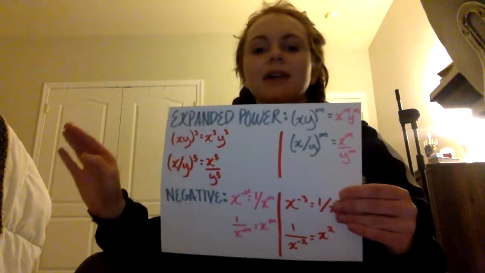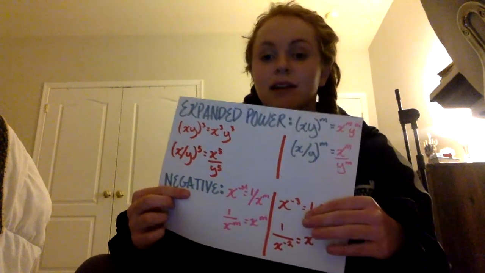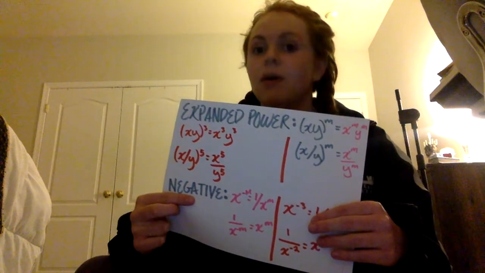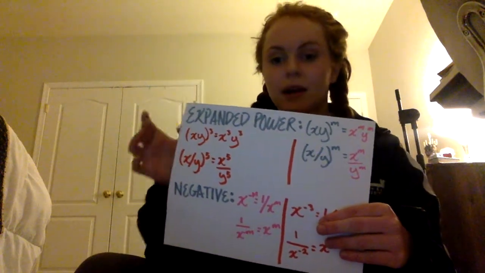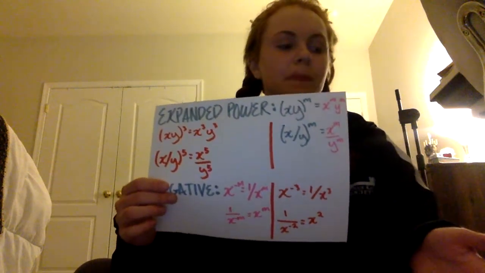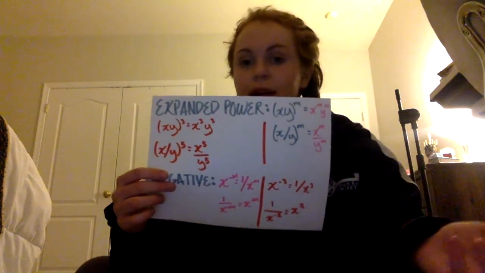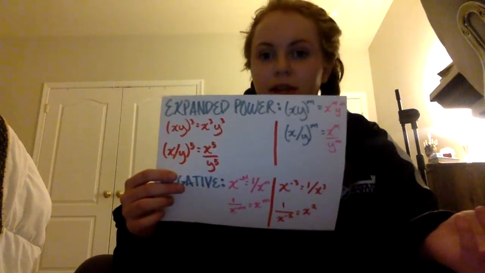It's super nice. So we have x to the negative 3. I'm going to go, okay, I don't want the negative, so I'm going to flip it and just put it under 1. So 1 over x to the positive 3. And then we have 1 over x to the negative 2. I don't want the negative there, so I'm going to flip it and get x to the positive 2.